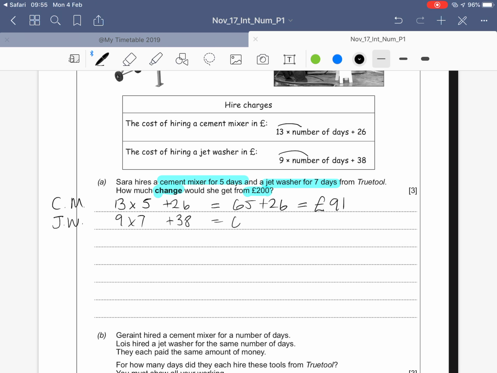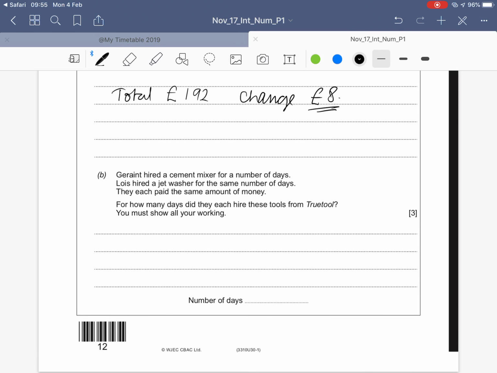9 sevens are 63, plus the 38 comes to... well, 63 plus 38. Be super careful because you're going over the 100 mark, and brains don't cope well going over 100. Comes in as 101. So the total that she has spent hiring this equipment is going to come in as £192. So change is just going to be £8 from a £200 budget.